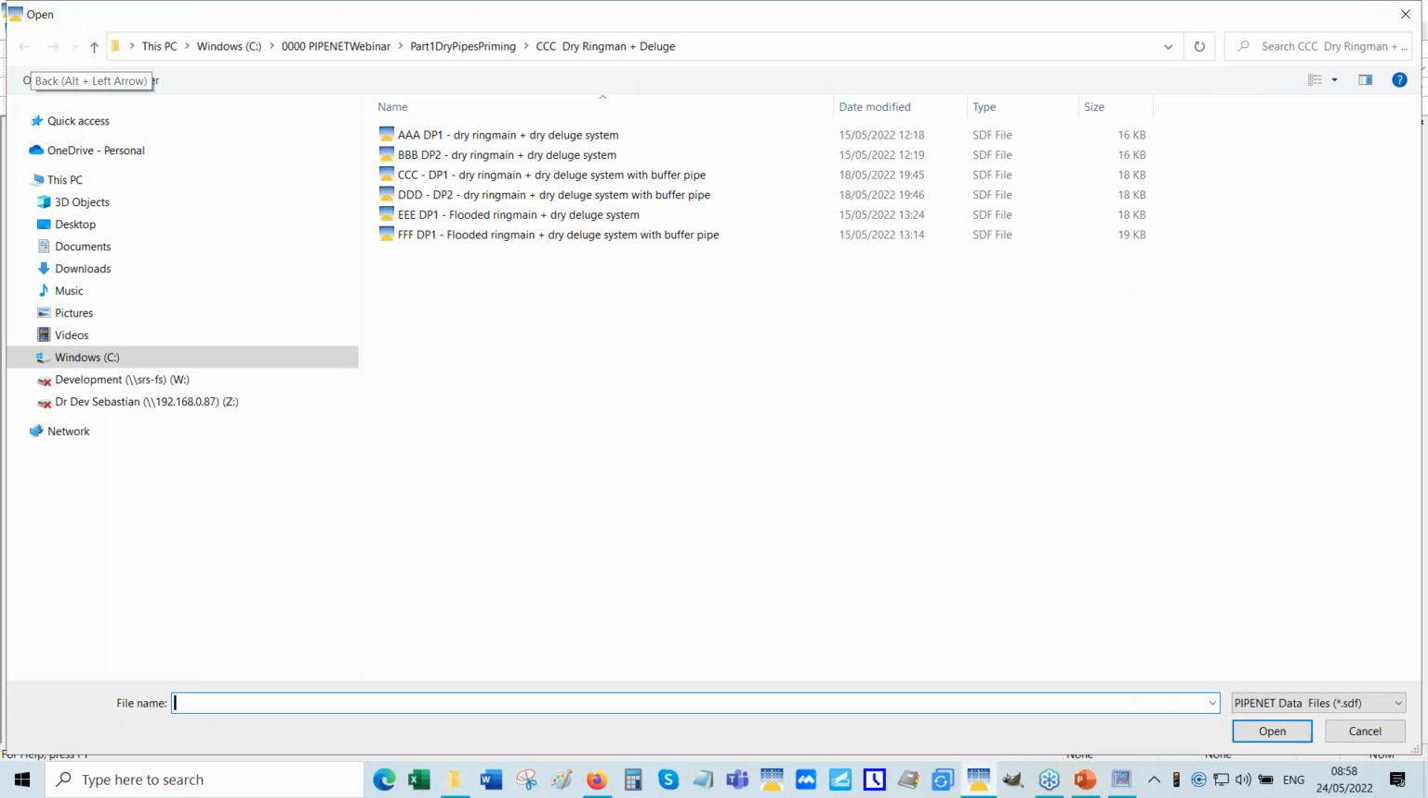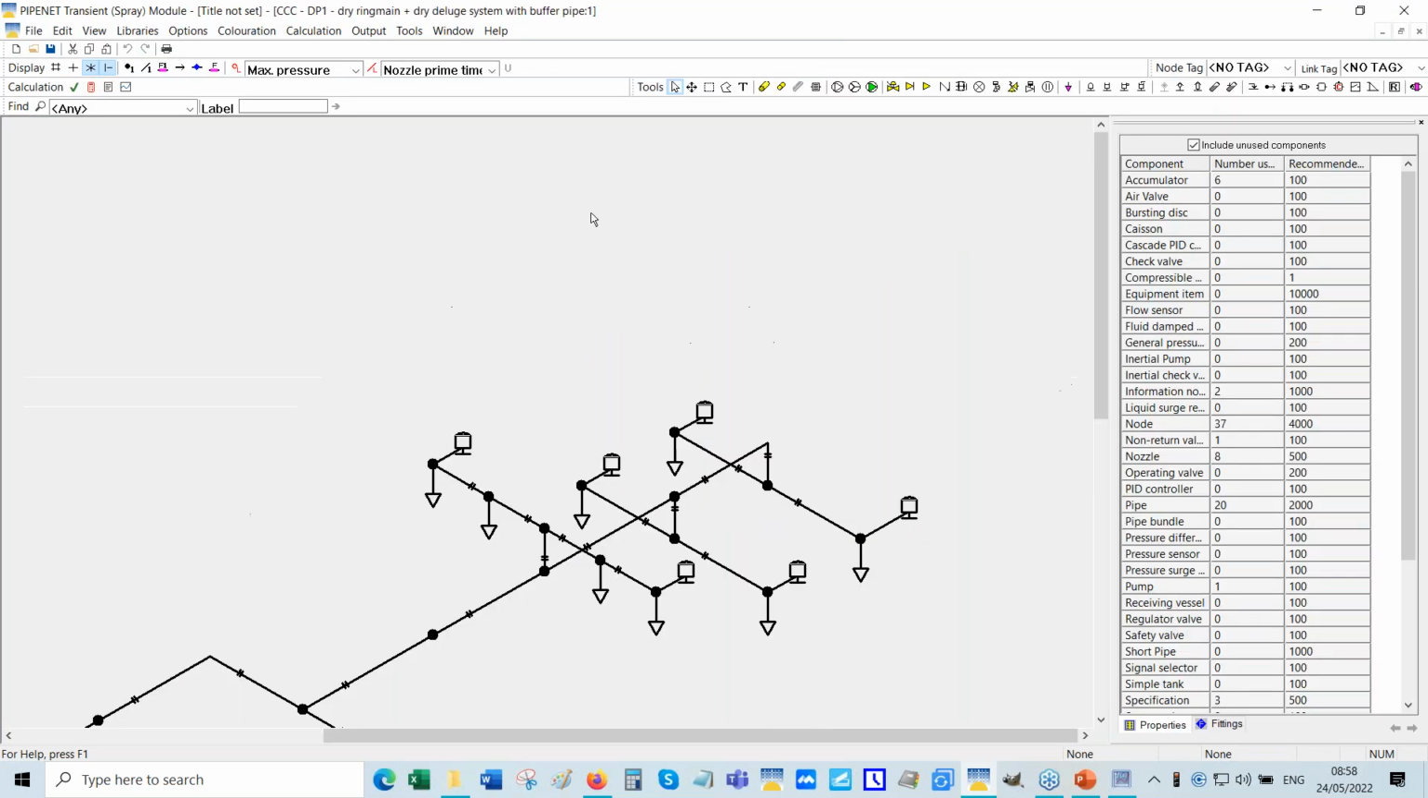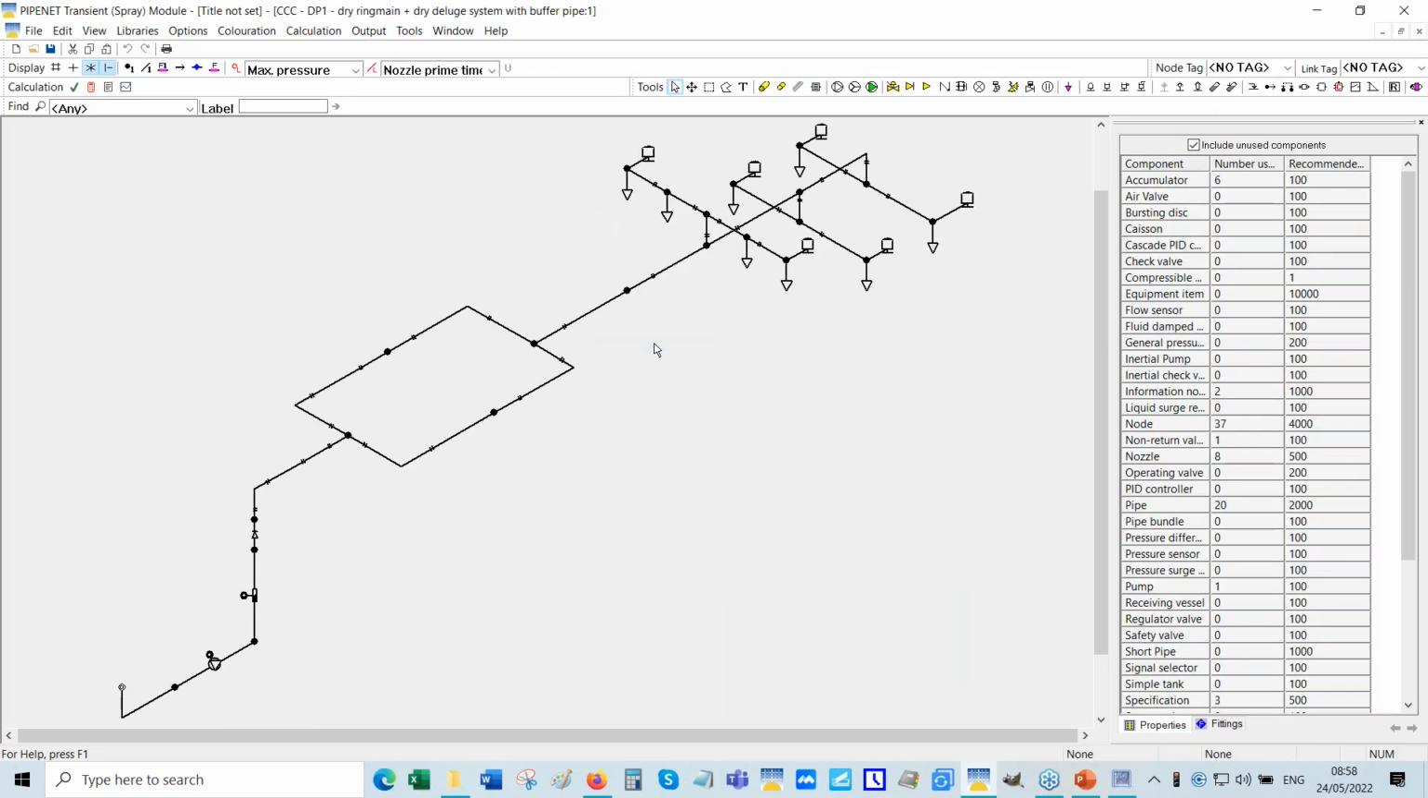Let's look at this concept. This was actually developed by Dr. Chen. By the way, Dr. Chen has made a special point to be here today because he's the developer of the dry pipe models. So if you have any question, it doesn't matter how intricate it is, he's here to answer them.